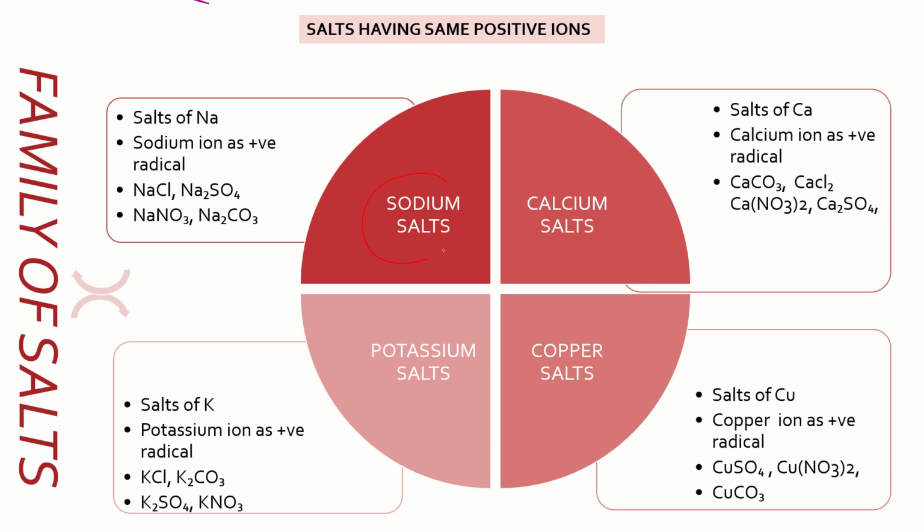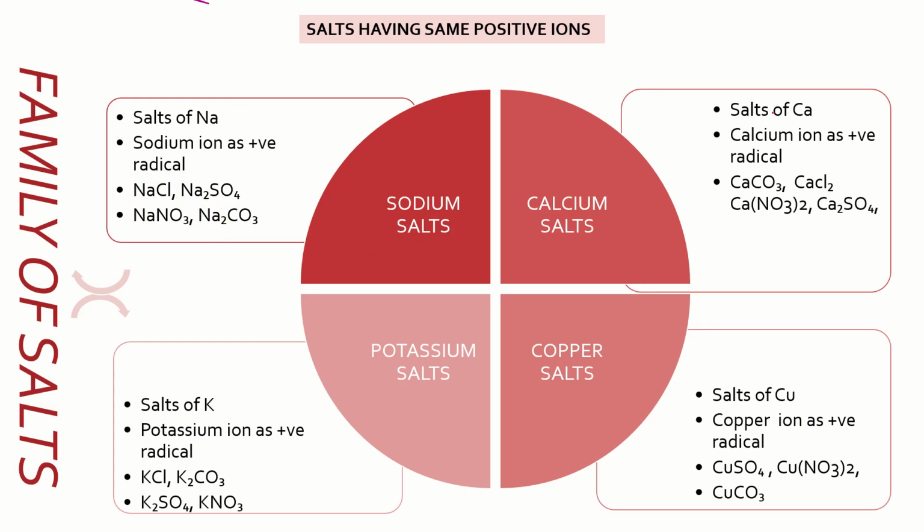Now, sodium salts. Sodium salts contain salts of sodium. They have a positive radical, that is the Na plus ion. Examples: sodium chloride, sodium sulfate, sodium nitrate and sodium carbonate. In all of these, the sodium ion is the common ion. That is why they belong to the family of sodium salts.